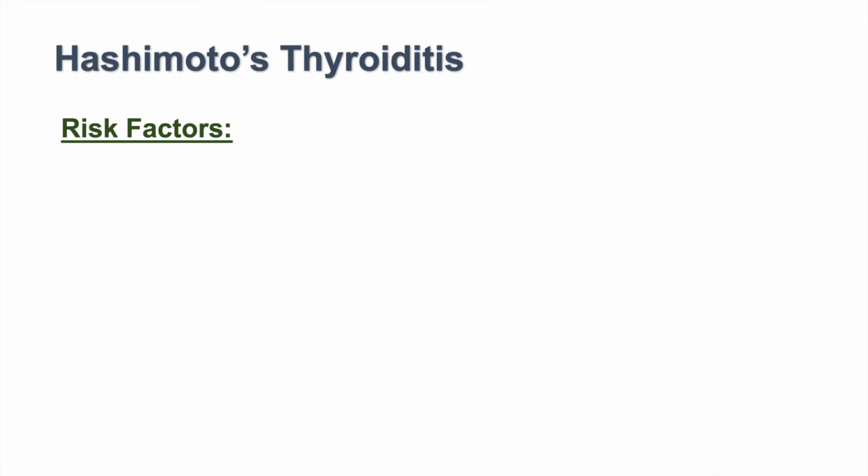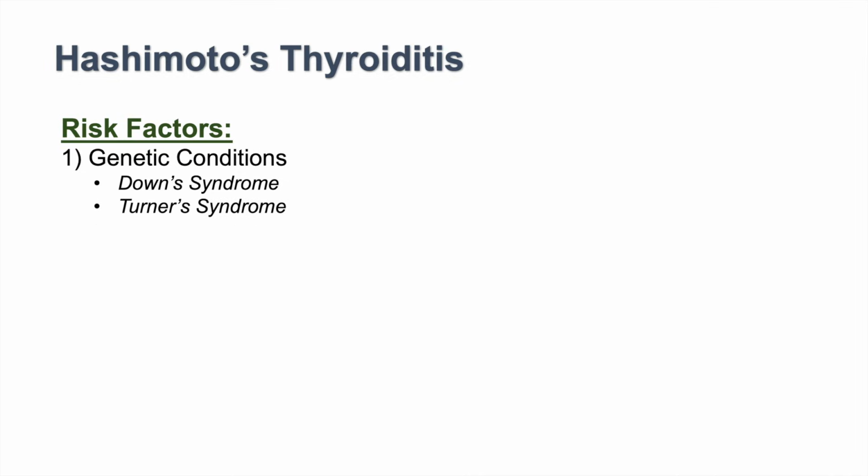What are some of the risk factors of Hashimoto's thyroiditis? The risk factors include genetic conditions. It's interesting that individuals with Down syndrome and Turner syndrome have an increased prevalence of Hashimoto's in general. Now, there's also associations with the gene HLA-DR3, because this is an autoimmune condition. And interestingly, if you have a family member who has Graves' disease, which is a condition causing hyperthyroidism, you're at more risk for having Hashimoto's. They're both autoimmune conditions, so they generally run together.